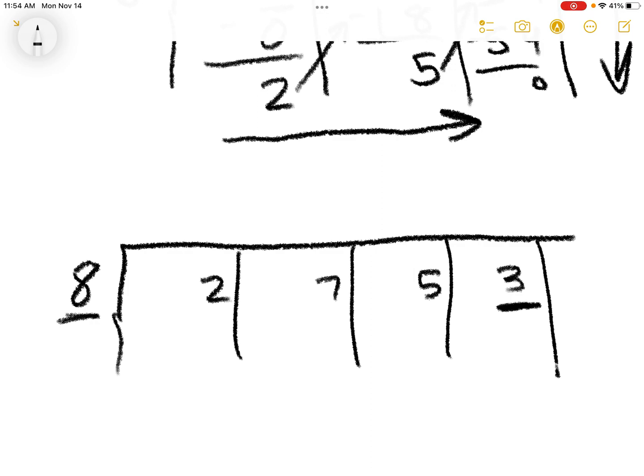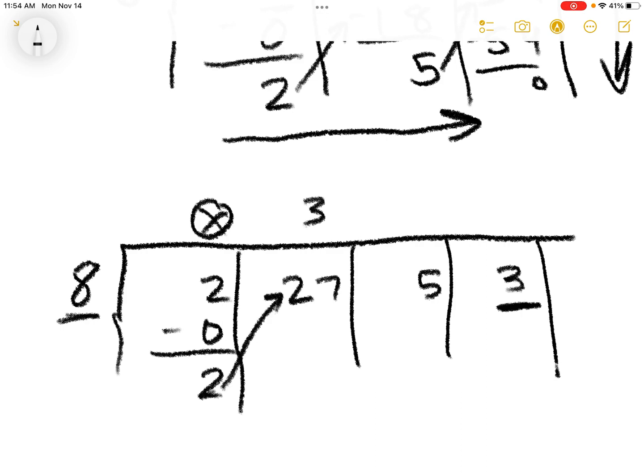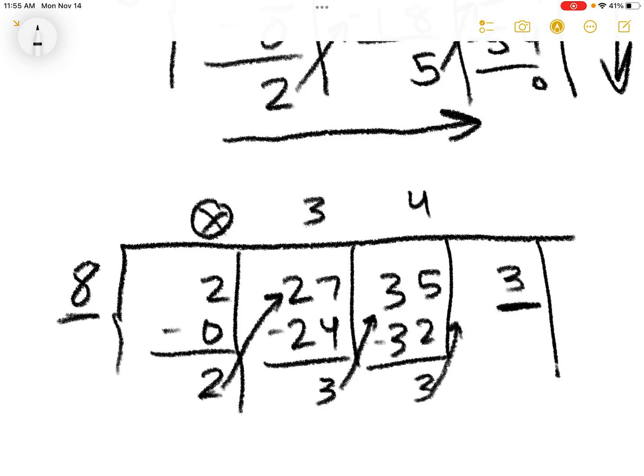All right, so starting off here, I have a 2. I cannot make a group of 8 out of 2. So I tell the kids we can make an X there or a 0. I'm going to subtract 0. I'm going to bring that 2 up. 8 times 3 gets me 24. Bring it up. 8 times 4 is 32. Remainder of 3, bring it up. And 8 times 4 again is 32, with 1 left over. So my answer is 344, remainder 1.